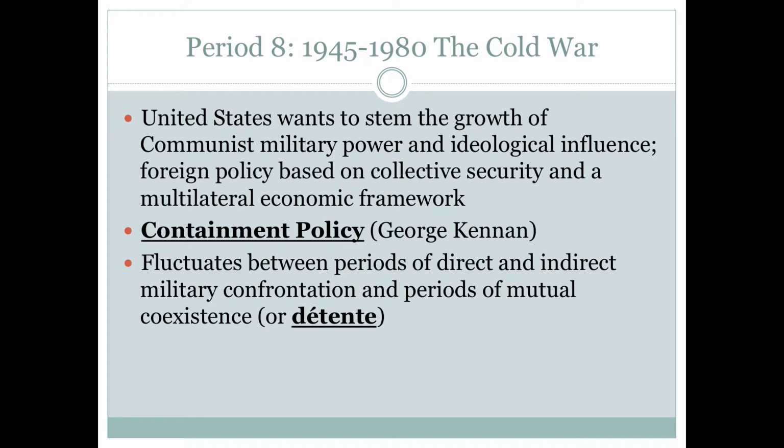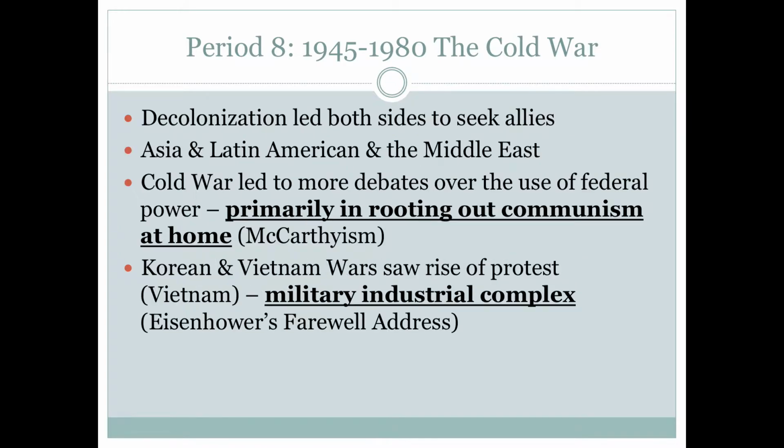And there's a fluctuating period. There's either direct or indirect confrontation between the Soviet Union and the United States. In the 1970s, we do get to détente. That's Richard Nixon. We have a cooling off period of the Cold War, but eventually it will come to an end, as we'll see in period 9 with Ronald Reagan.